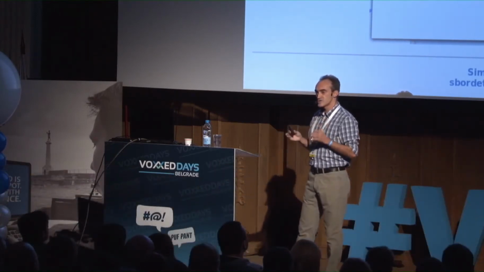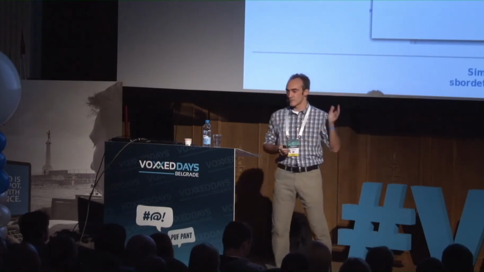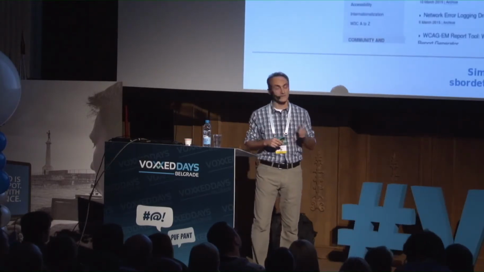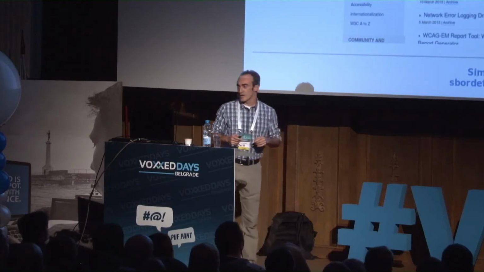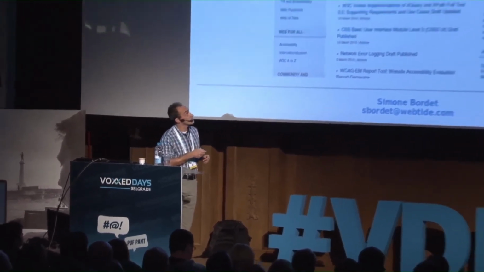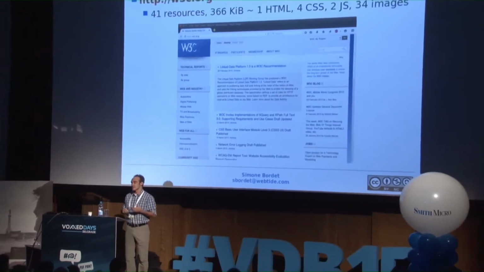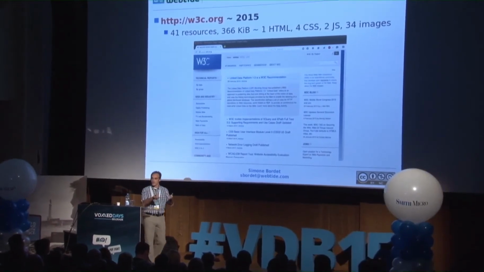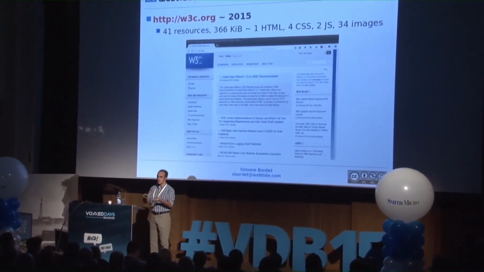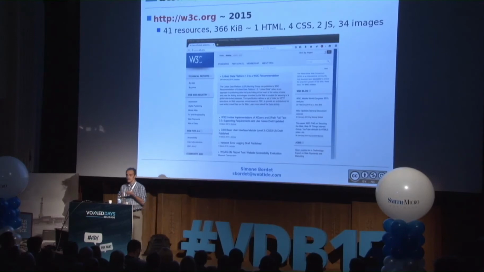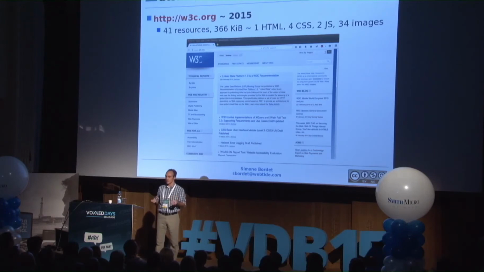Okay, so HTTP 1.1 was made for these pages. So we fast forward to 2015, and this is the same page for w3c.org, but now this page is 41 resources, 366 kilobytes: 1 HTML, 4 CSS, 2 JavaScript, 34 images. So what happened? I have a 40-time increase in the number of resources that I have to fetch from the server. There is a 60-time increase in the number of bytes that I have to download from the server. And still, this page is not even close to the average web page that we have in today's web.